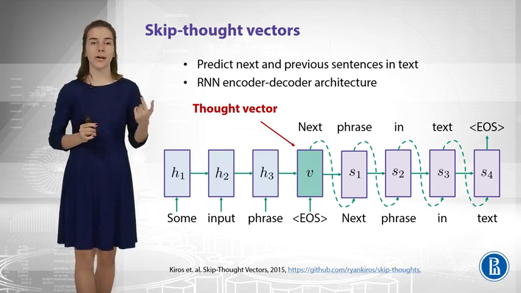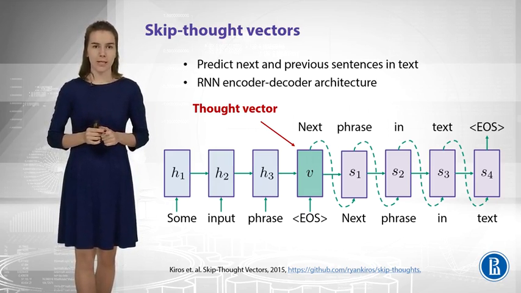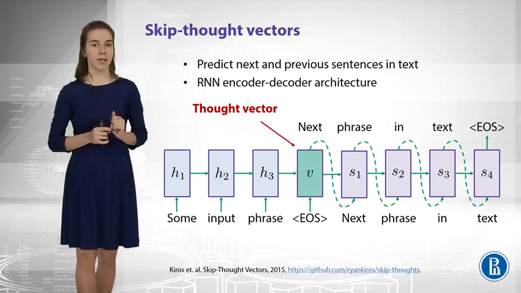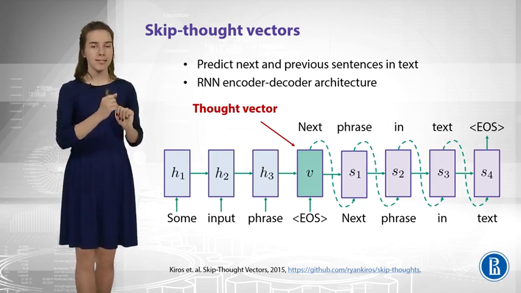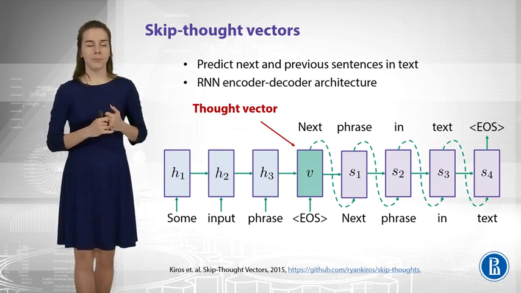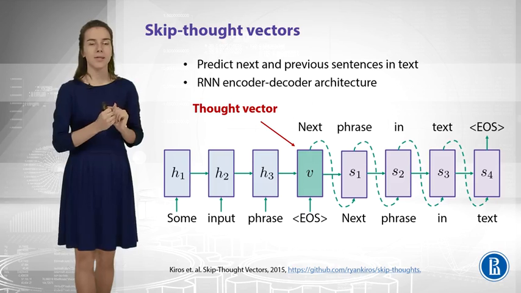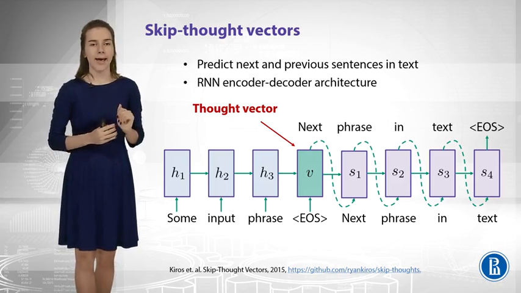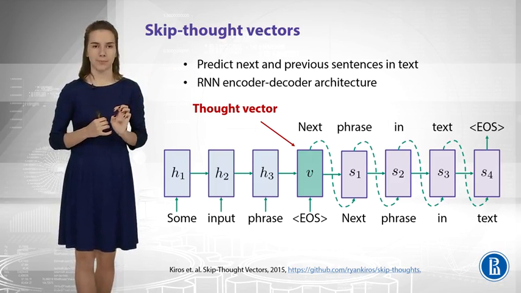The last architecture that I want to cover in this video is called skip-thought vectors, and it is based on recurrent neural networks. So the idea is as follows. You have some sentence and you want to predict the next sentence. You encode your sentence with a recurrent neural network and get some hidden representation. It is called the thought vector.